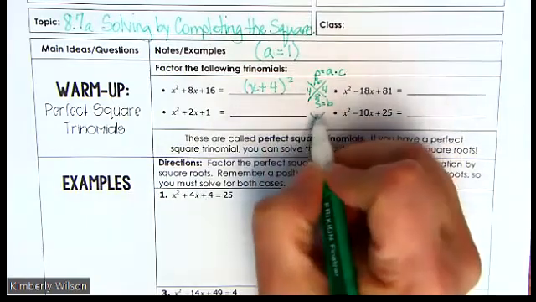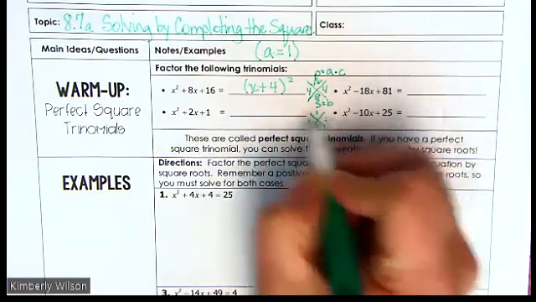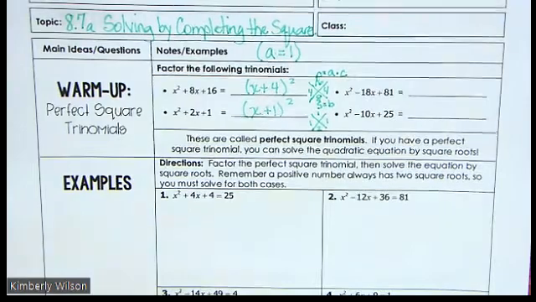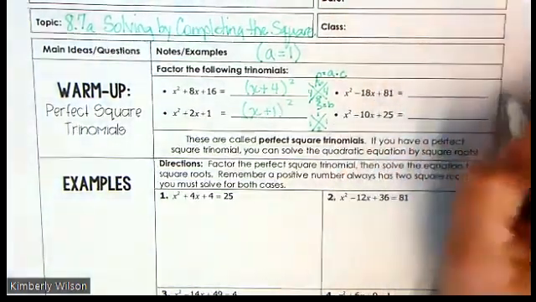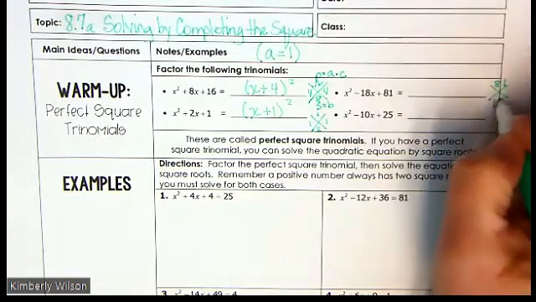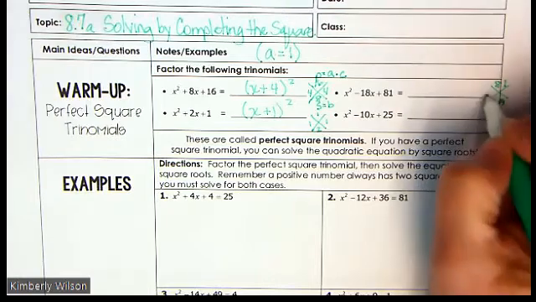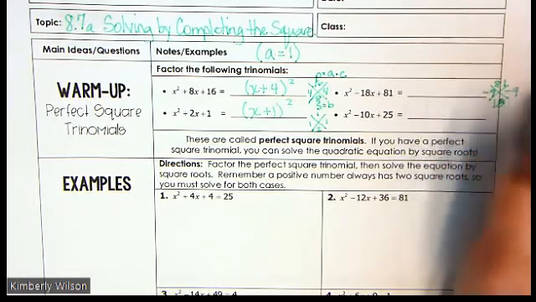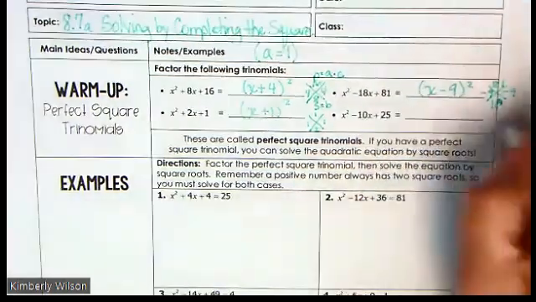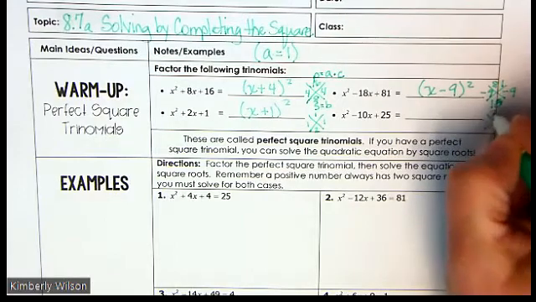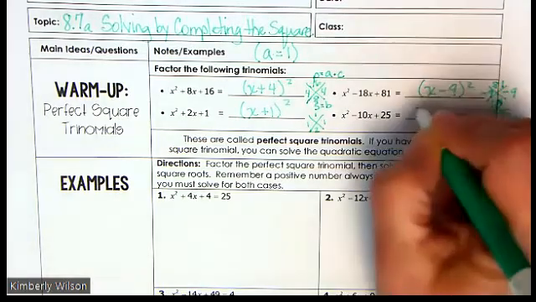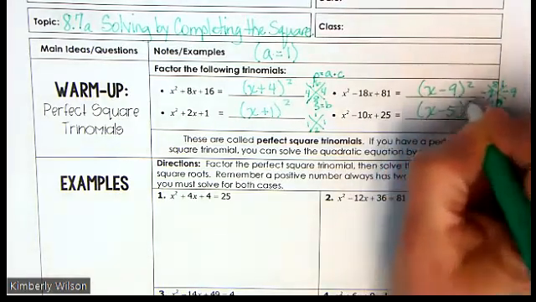So I have, this is 1, this is 2, that's going to be 1, 1. So this is going to be x plus 1 squared. Let's look at this one. So product sum, this is 81, this is 18. So this is -9 and -9. So therefore, this is x minus 9 squared. So this is a positive 25. This is a -10. So this is -5 and -5. So this is open parentheses, x minus 5 squared.